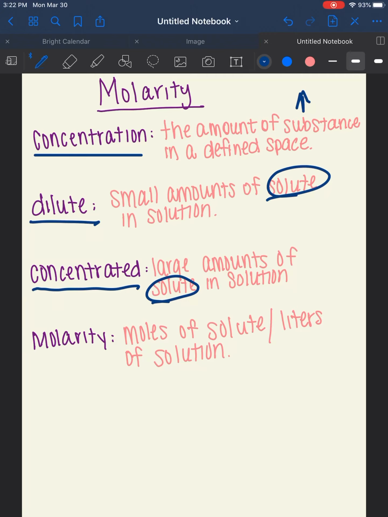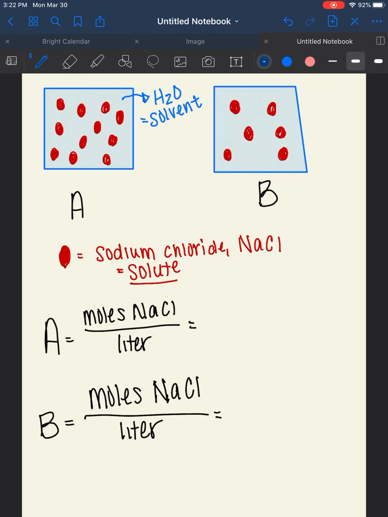And then finally, the last one is your molarity, which is a unit. A unit of measurement that measures how concentrated a solution is. And the units for that are moles of your solute divided by liters of solution. Molarity is shown with a capital M. M is equal to your moles divided by your liters. So that's it for those four basic definitions. I just want to go over a little bit more examples with you.